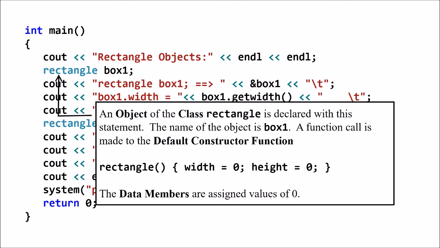And this is a function call to the default constructor function. So when the line of code Rectangle box1 is executed, it is a function call to the function inside the class that has no parameters, and it simply sets up memory space, associates that with the name of the object box1, and associates memory for the width data member and the height data member, and assigns an initial value of 0 to both of those data members.